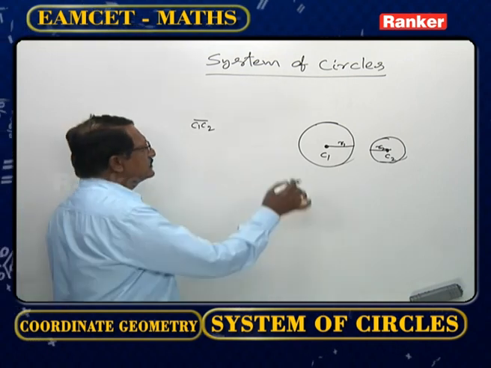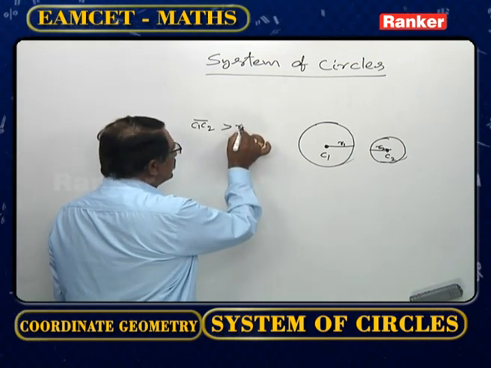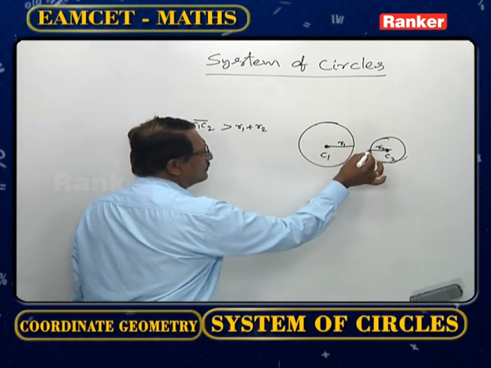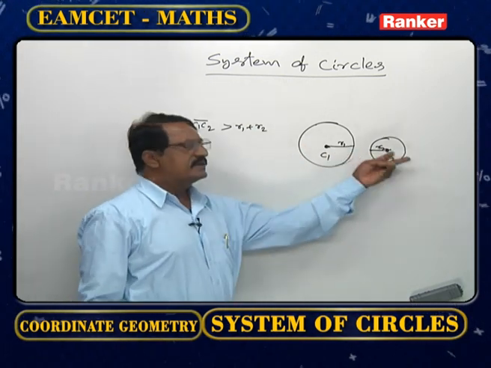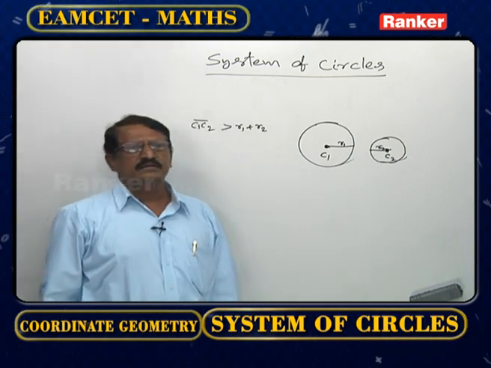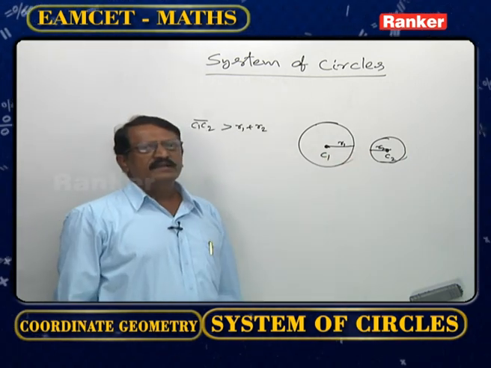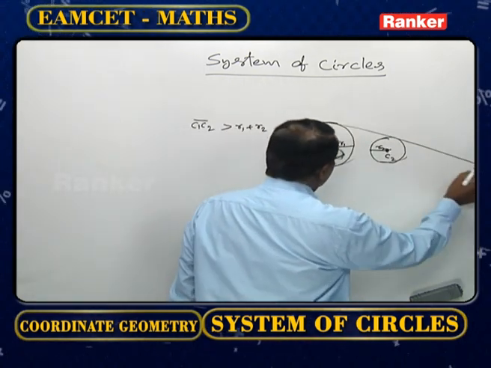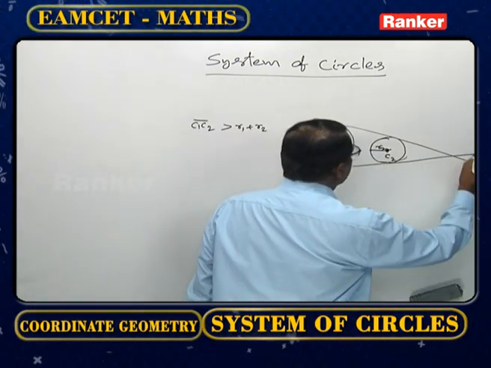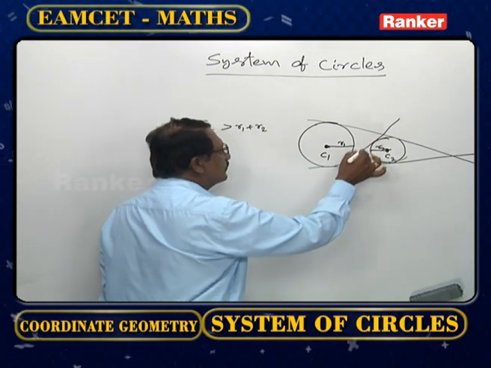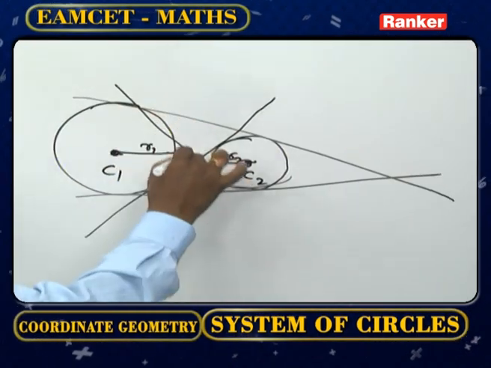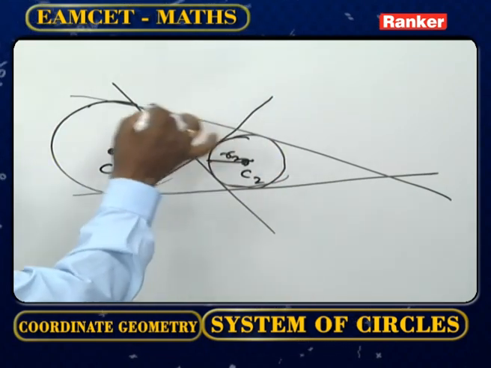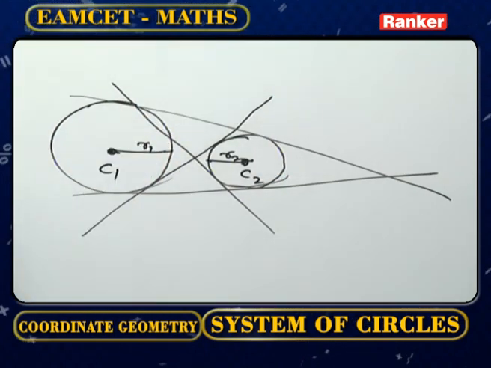If the distance between centers is greater than the sum of radii, then one of the circles completely lies outside of the second. These circles have 4 common tangents. In that, 2 are called direct common tangents, and the other 2 are transverse common tangents.